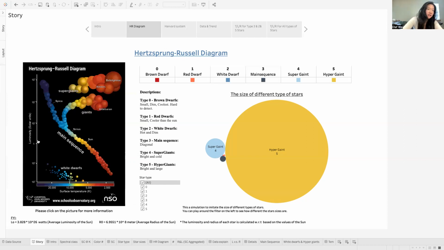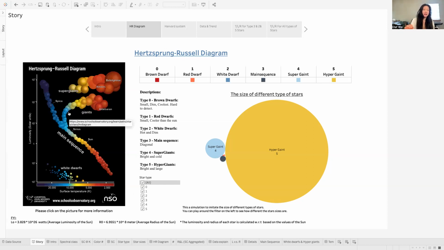And on the y-axis, that's luminosity. That means how shiny, how bright the stars look at night. And then you can see here, this means 1. All the data set measures the luminosity using our sun as a reference. So I put FYI here. The average luminosity of our sun is about 3.828 times 10 to the power of 26. So this is the data that we use.